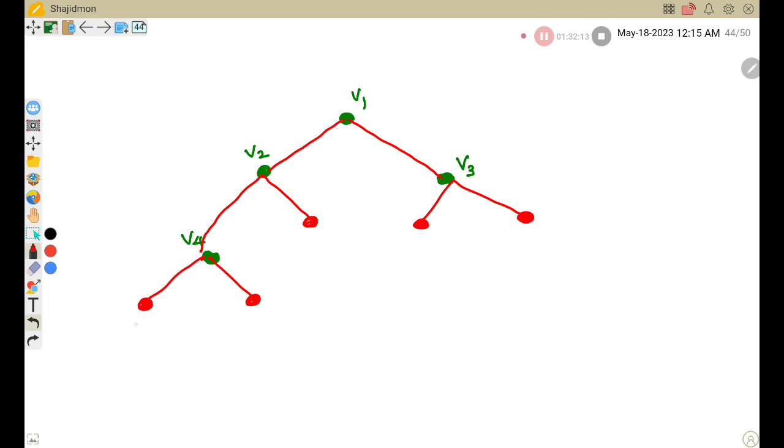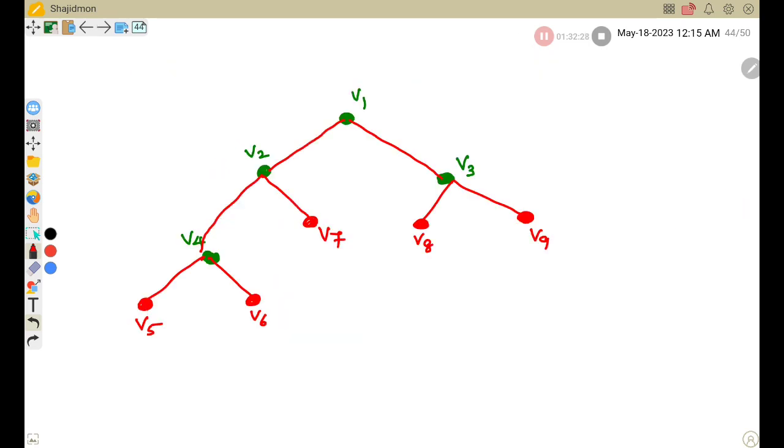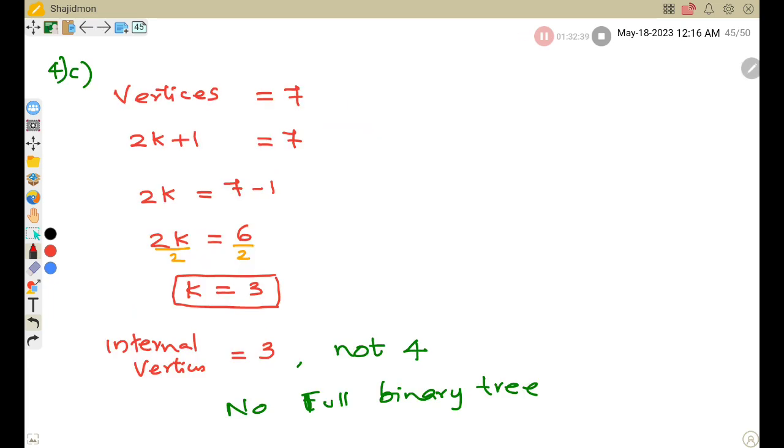Now we can mark this as V5, V6, V7, V8 and V9. 9 vertices totally. Correct? So the graph is correct. Totally we have 9 vertices, 4 internal and 5 terminal vertices. So this is the graph, the full binary tree representing that specification. Hope you understood that one.